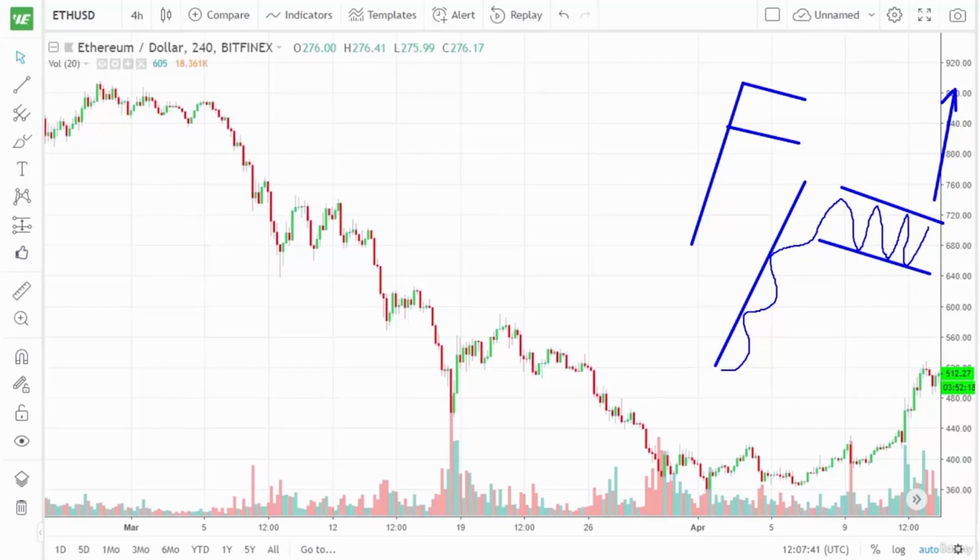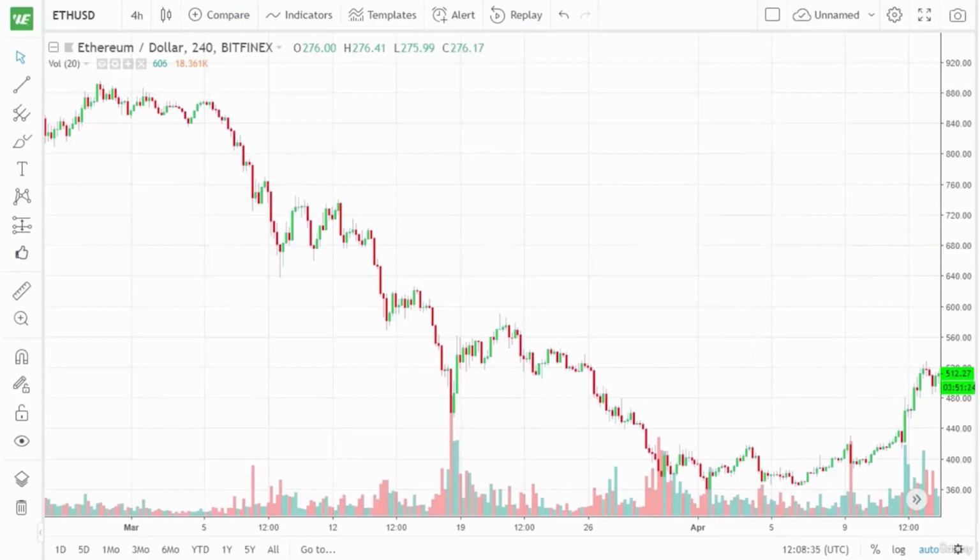And the other thing that I would say about flags that unfortunately most people seem to forget, and I think this gets them into a little bit of trouble, is that you need that uptrend, and then you need the pullback to be against the trend. Now, they also work in the opposite direction.